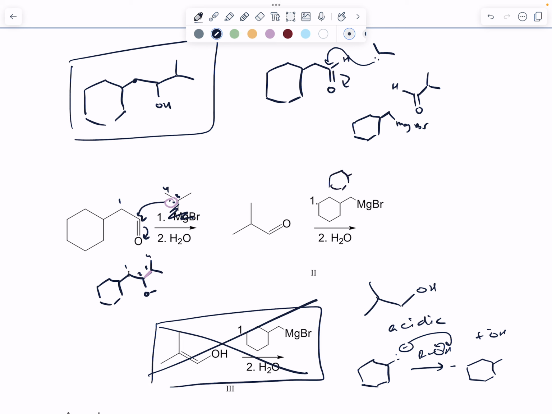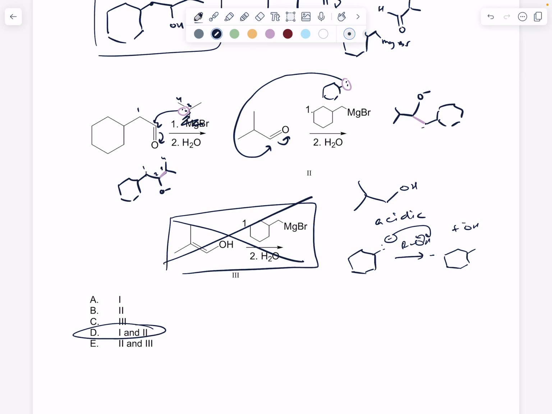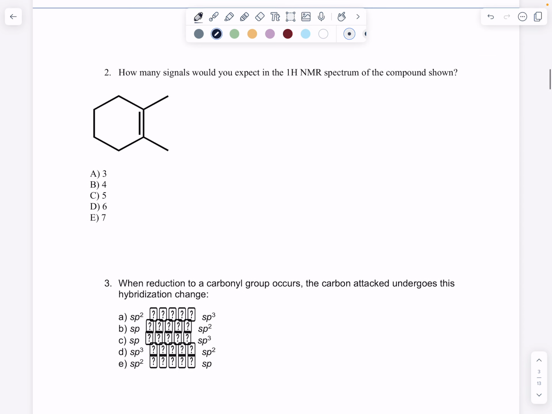And then same thing over here. This looks like the one I already drew, but this would attack here and kick up. And so we'd get O minus, and then these electrons form a new bond. And then our 1 carbon, and then, okay. So both of these look right to me, so I'm going to go with answer choice D.